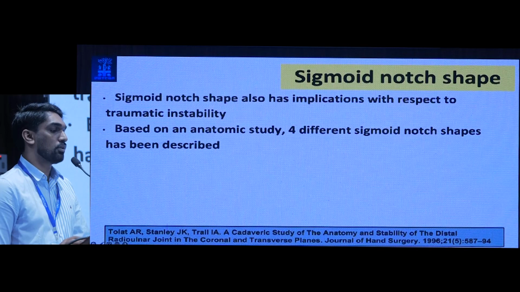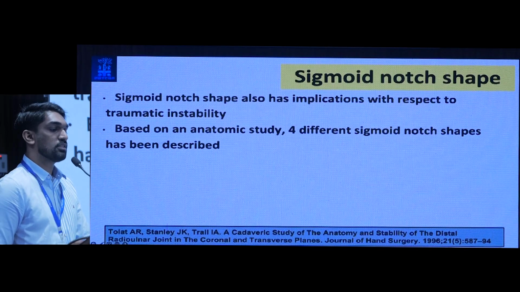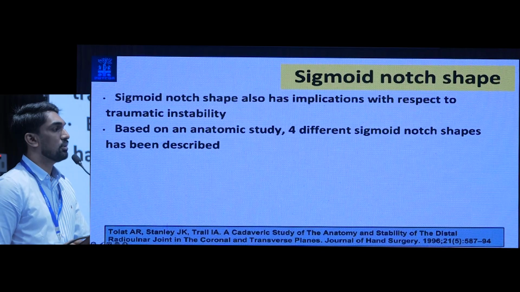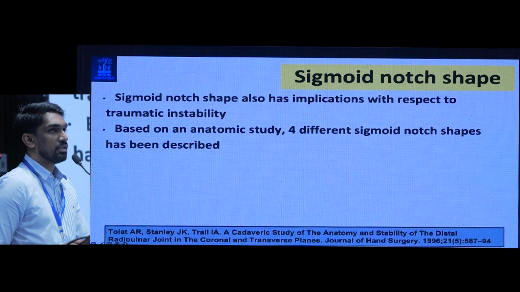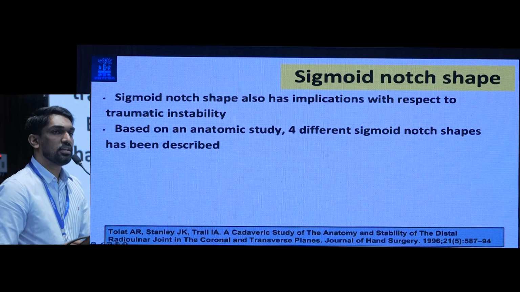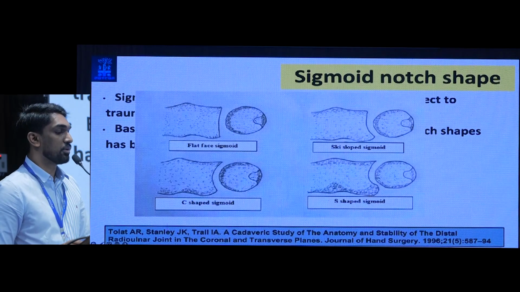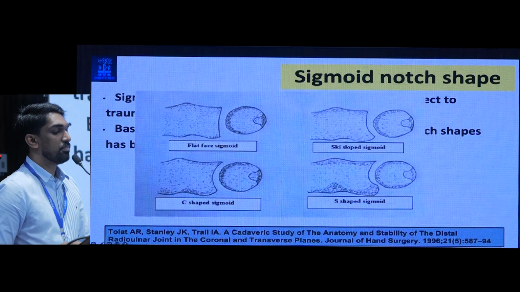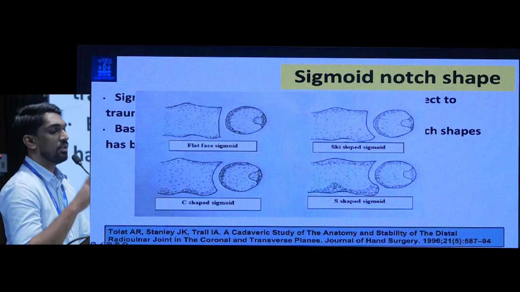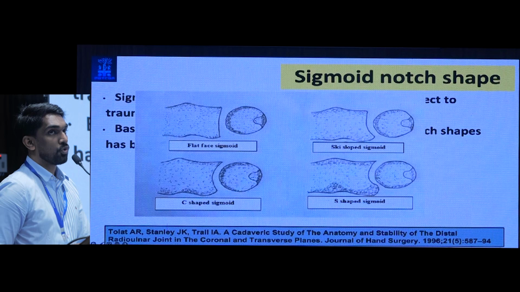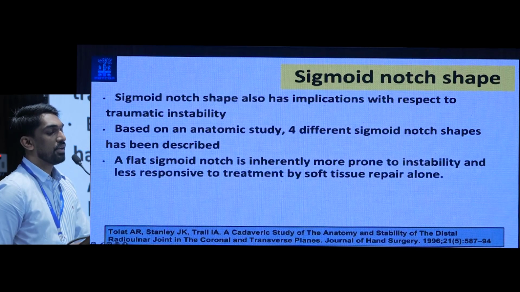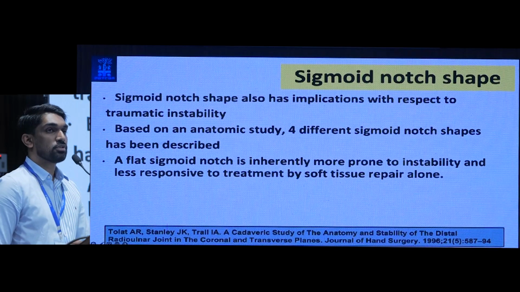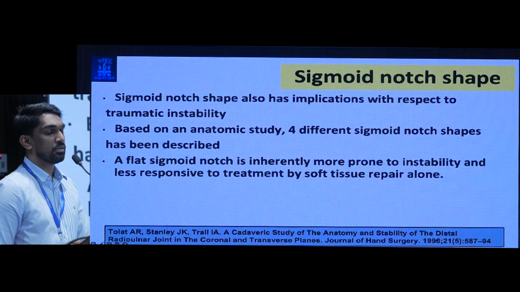There is one more thing that you have to focus on, that is the shape of the sigmoid notch. The sigmoid notch shape also has implications for DRUJ instability. There was a study by Tolat et al., and he proposed that there are 4 shapes of the sigmoid notch: basically a flat face, a ski slope, C shape and an S shape. He found that the flat face was more common, and also the flat face is inherently more prone to instability and is less responsive to treatment by soft tissue repair alone.